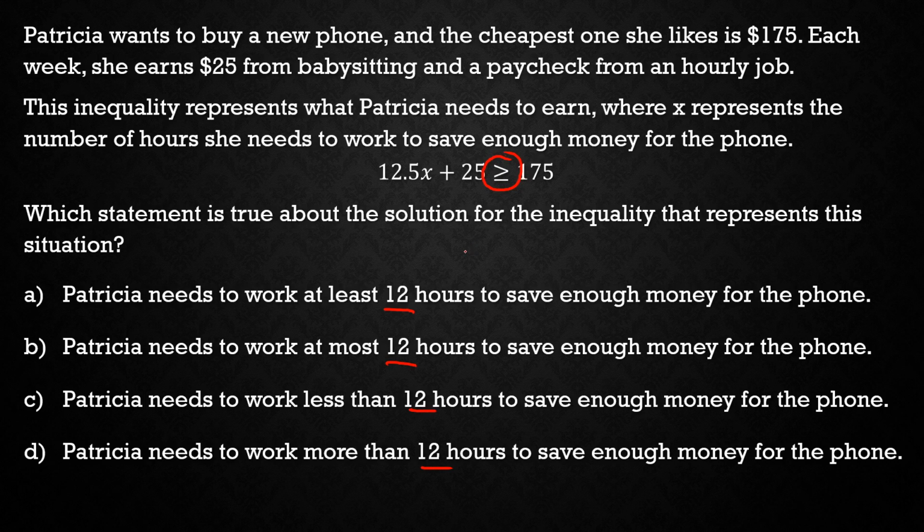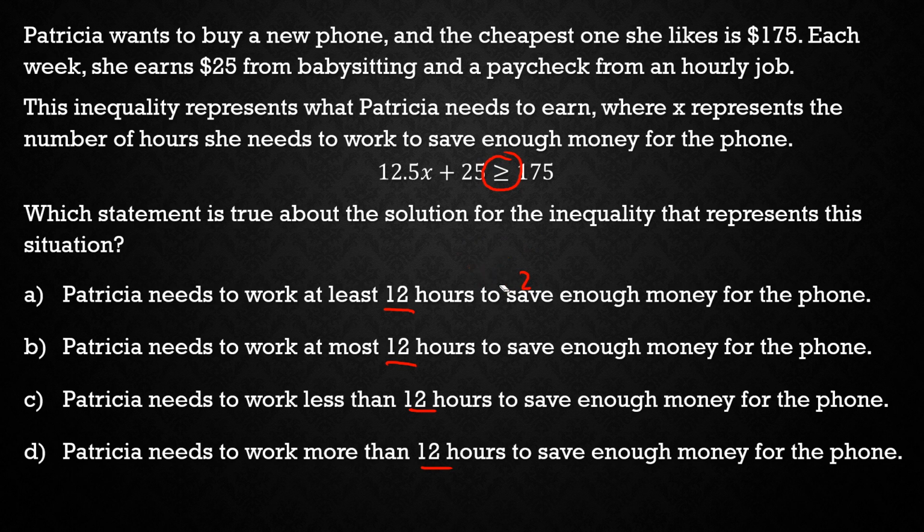If when I solve this, I get x is greater than or equal to 12, what this is telling me is that if Patricia were to work 11 hours, 11 is not bigger than 12, which means that she wouldn't have enough money to buy her phone. 12 is equal to 12, and that works.